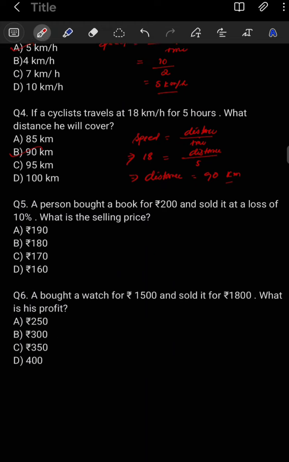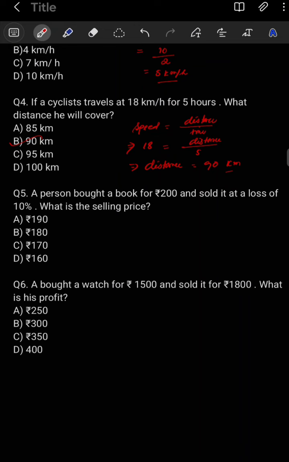The next question, let's see, is from profit and loss. A person bought a book for 200 and sold it at a loss of 10%. What is the selling price? Here they have given you the cost price, CP, and the loss percentage, and they ask you to find the selling price. So selling price is equal to cost price into 100 minus loss percentage, and then divide by 100.